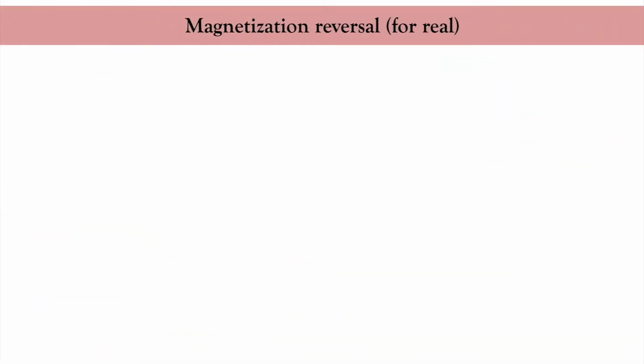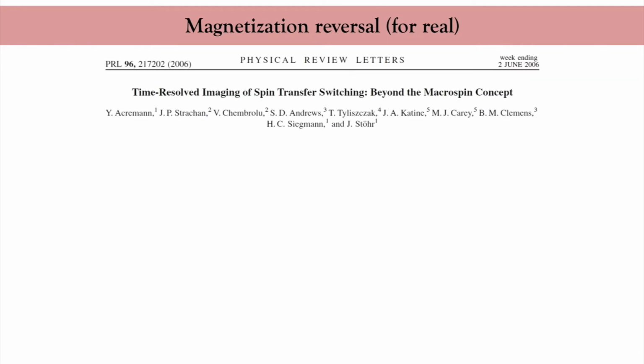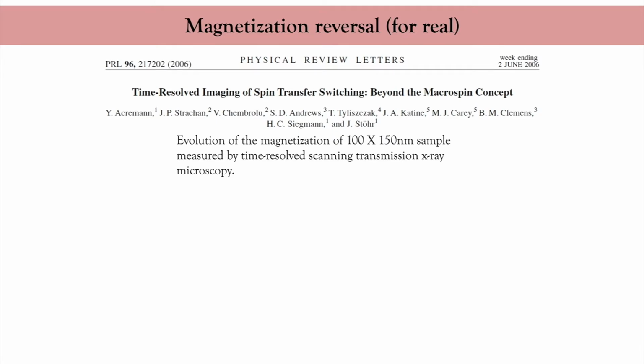To answer this question, let's look at an experiment. Here I will consider this work from Acremann and co-workers. They studied the current-driven switching of a small magnetic film. The mechanism for switching is the spin transfer torque, something I haven't talked about so far and that I will discuss in a future lecture. That's not very important for now.